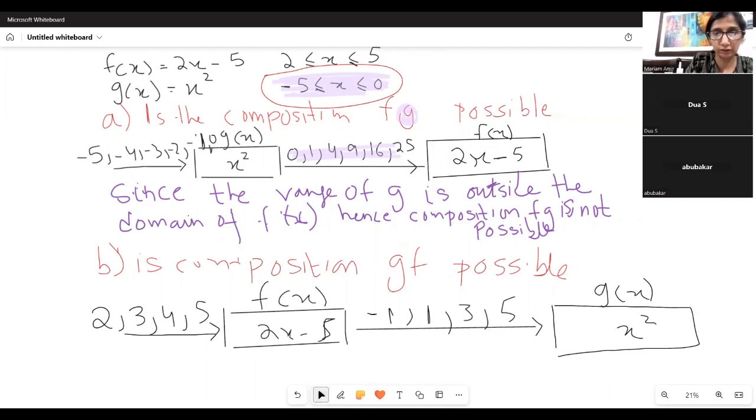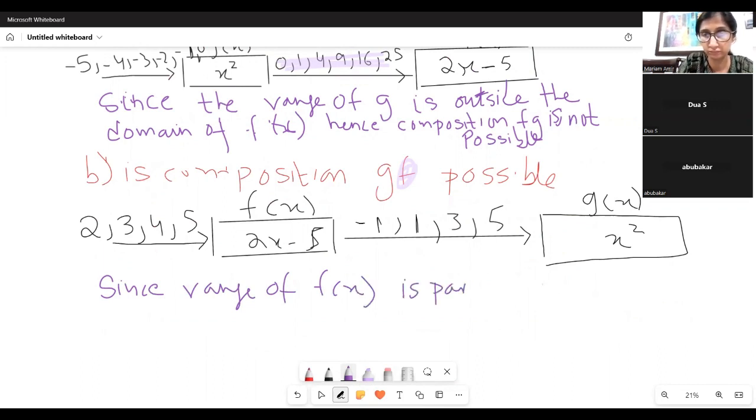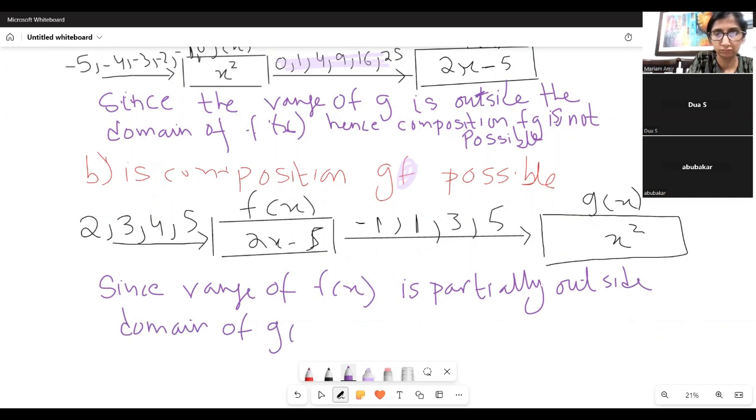So again you write, the statement is always the same. We talk about the range of the inner function f. Since the range of f(x) is partially outside the domain of g(x), the composition gf is not possible.